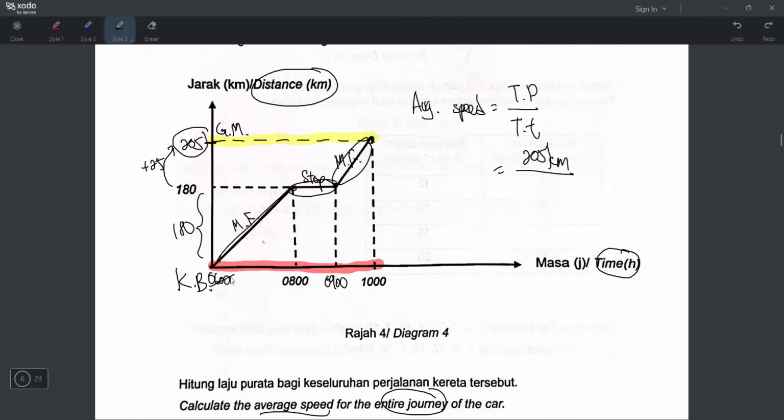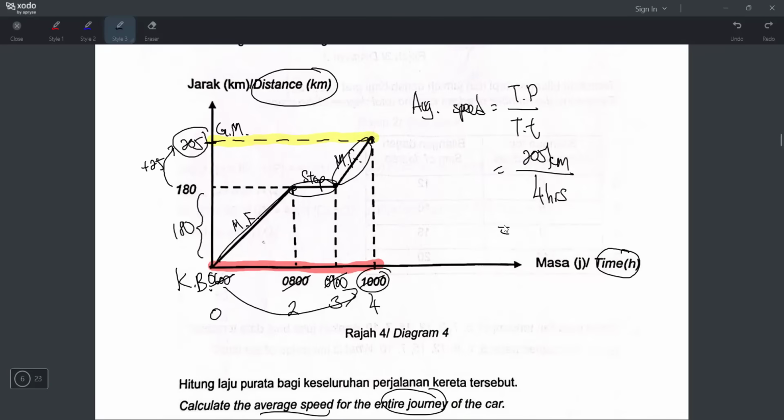It means your 0600 is actually the 0. And then your 0800 changed to hours will be 2 because you take 8 minus 6. And then this is actually 3 and this is actually 4. And how you get all this is just take this minus the origin, minus the 6. So 10 minus 6 is 4. So from here to here, 4 hours has passed. So the total time is 4 hours.